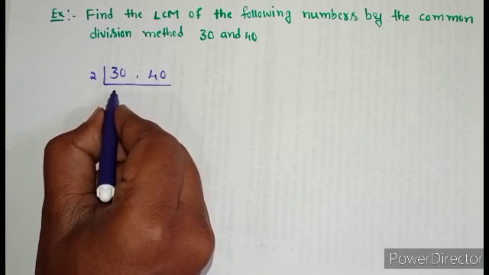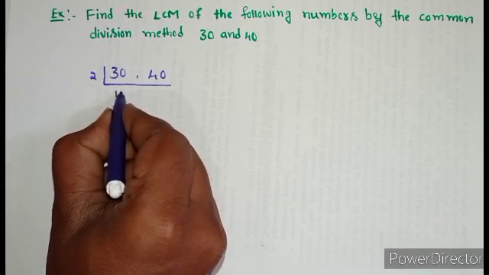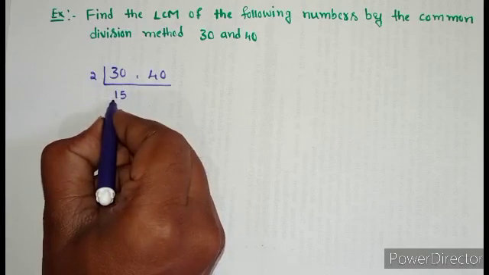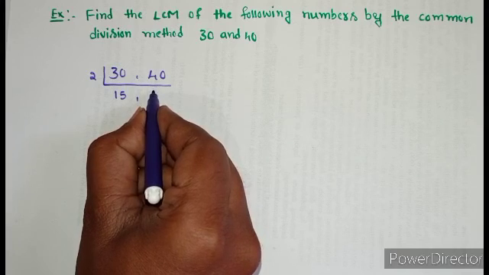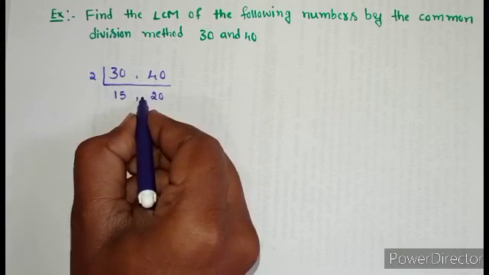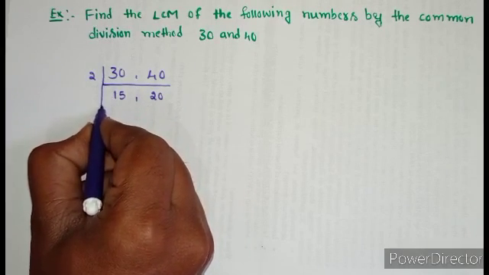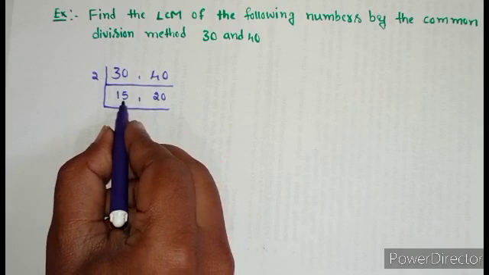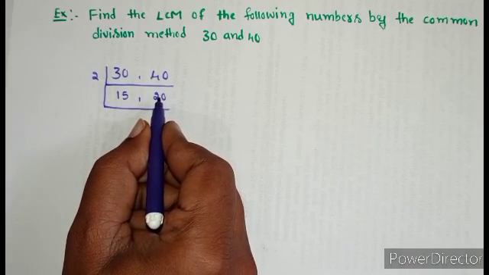Now we are going to divide. 2 fifteens are 30. 15 twos are 30. And next here, 2 twenties are 40. 2 twenties are 40. And next, the numbers we get here are 15 and 20, right?